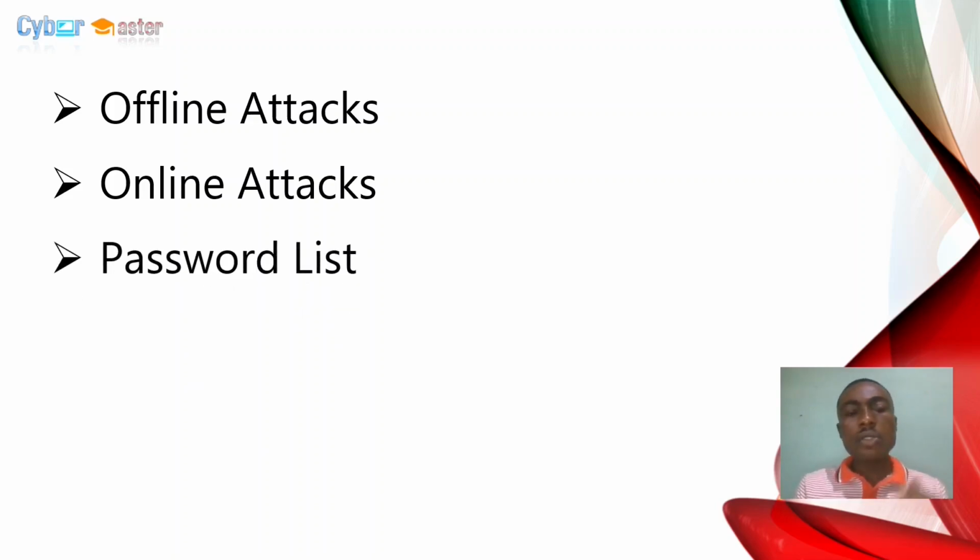Before you can use an offline attack or an online attack, you need what we call a password list. A password list is a document that contains different kinds of passwords and usernames, and you can use them to try to hack a password. When you're using an offline attack, you use a password list against the hash that you got from the computer. And if any of them match, then you know the correct password.